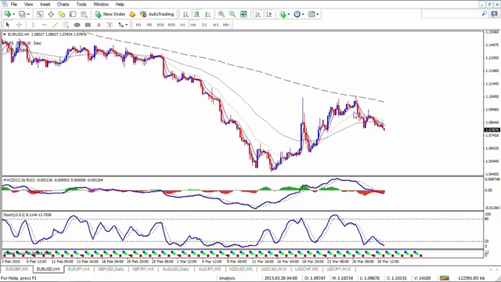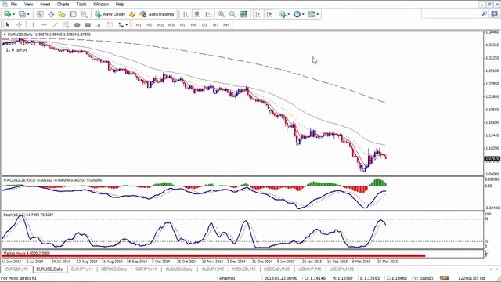The 21 is in between the 55 and the 200, so we could see that price just bounces back up and back down and back up and back down until it decides to make a change in some kind of direction. There's no trend at the moment on the 4 hour. The long-term trend, the 55 and the 200, is down, but the medium-term and the shorter-term trend are all over the place.